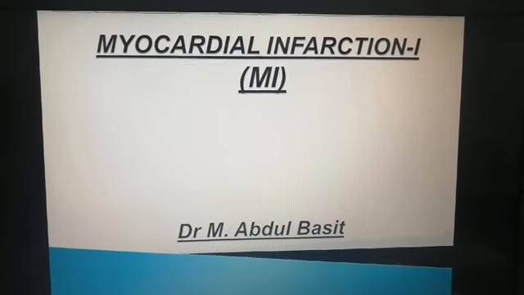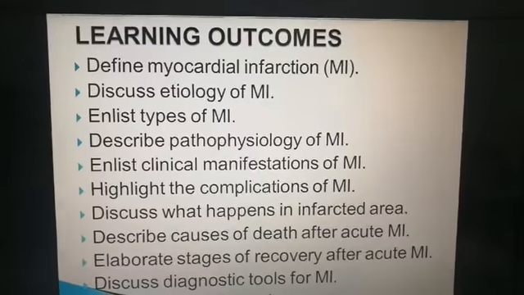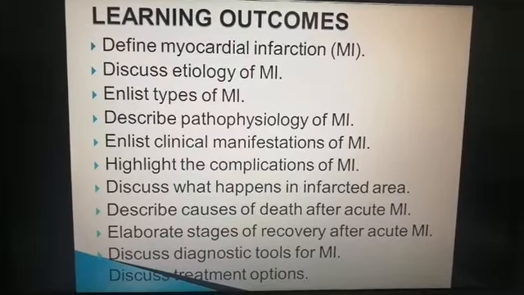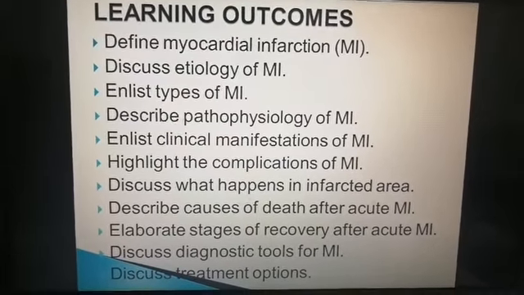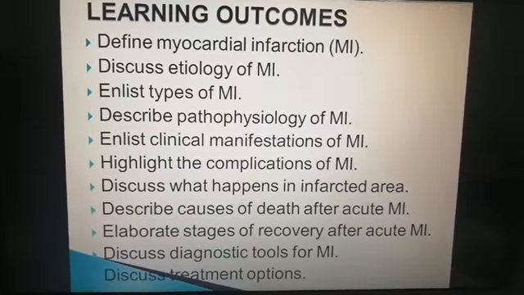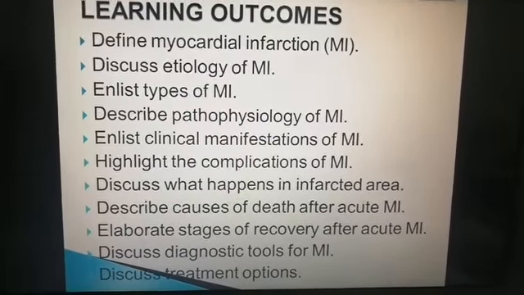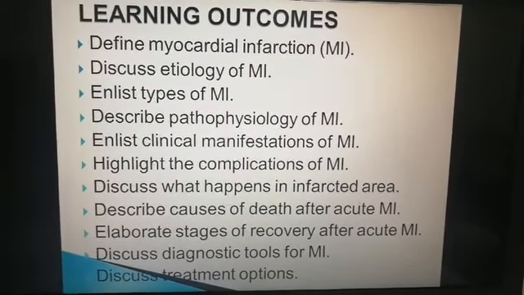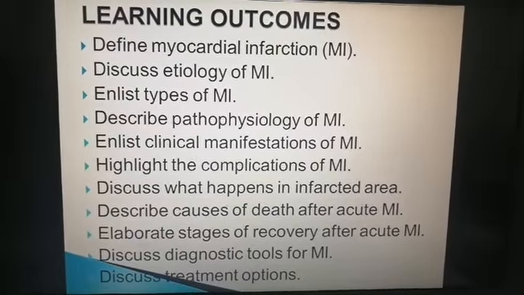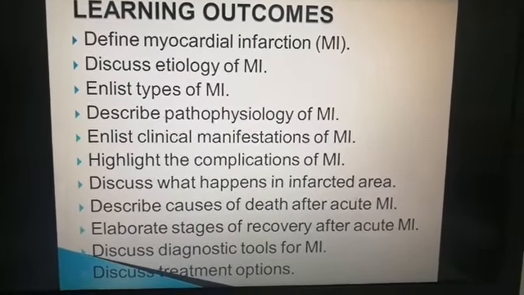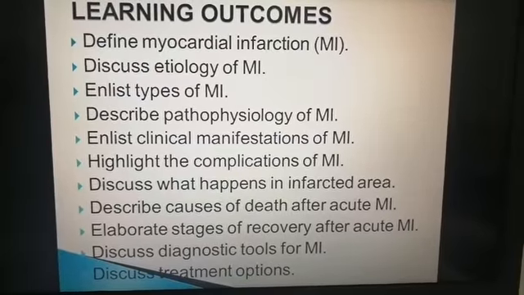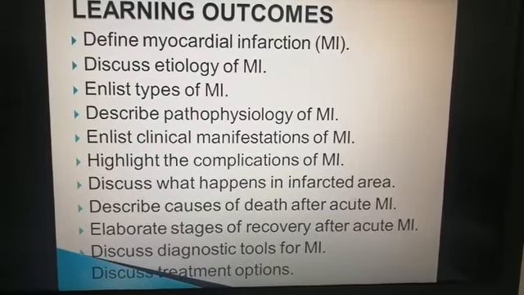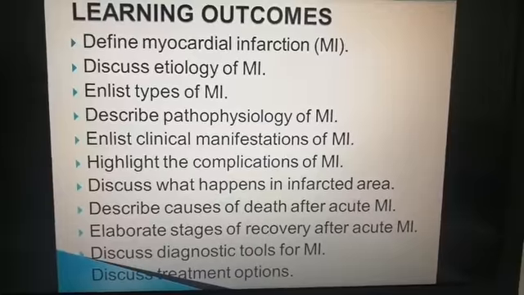Today the topic of our discussion is myocardial infarction, and we will discuss this topic in two lectures. This is the first lecture on myocardial infarction. These are our learning outcomes, up to the complications of MI. In this first lecture, we discuss what happens in the infarcted area. From there we start the second lecture on MI. Firstly we start with the definition, then etiology, types, pathophysiology, clinical manifestations, and complications of MI. Today we will discuss these topics.